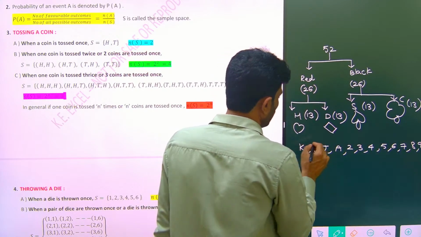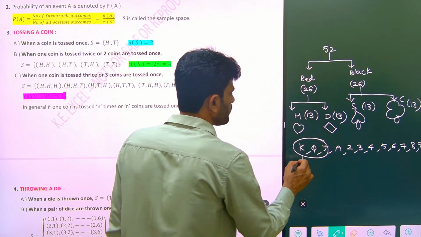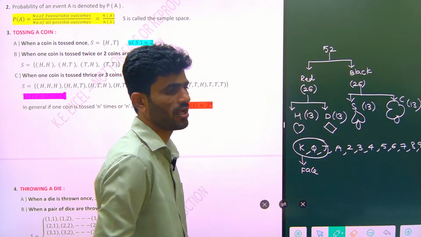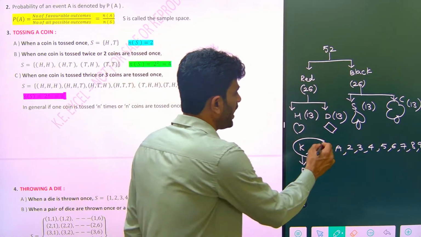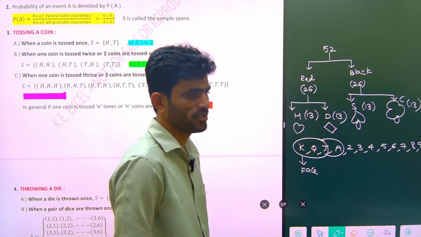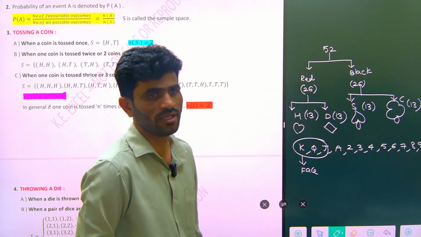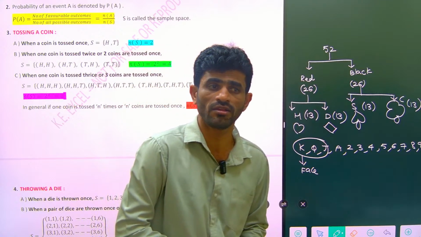In these, only these 3 we call face cards. King, queen, jack are face cards. If you add ace also, then we call them picture cards. Without ace, we call them face cards. In every set, how many face cards are there?